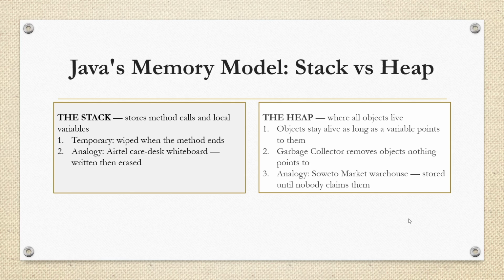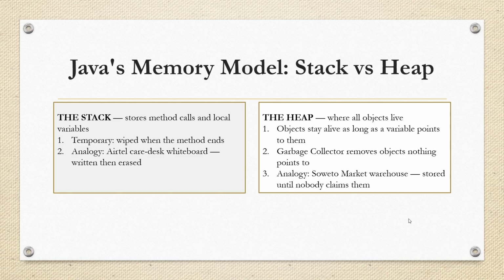Here's the second building that you want to think about: the heap. Think of a large warehouse, where goods are brought in and stored on the shelves. They stay there until nobody comes to claim them. In Java, all the objects that you create will live in the heap, and they will stay there as long as they can, until nothing is pointing to them. When nothing is pointing to them anymore, we have something called the garbage collector that cleans them up.